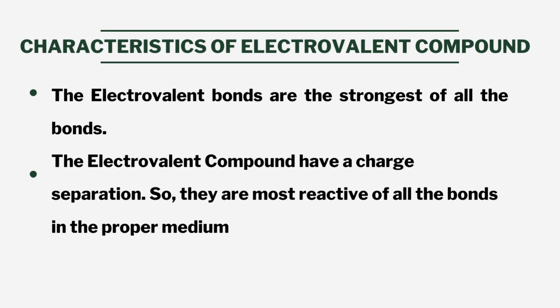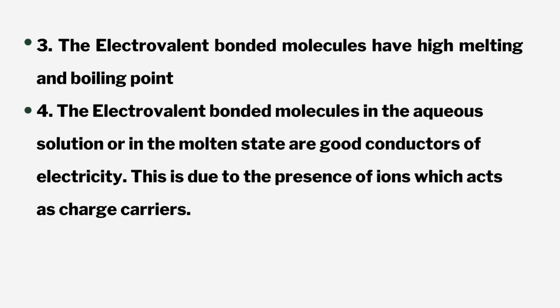Let's look at characteristics of electrovalent compounds. They are the strongest of all the bonds. They are very strong. They have a charge separation. They are mostly reactive. They have high melting and boiling points. In the molten state or aqueous solution, they are very good conductors of electricity.